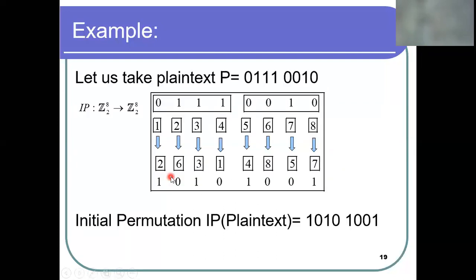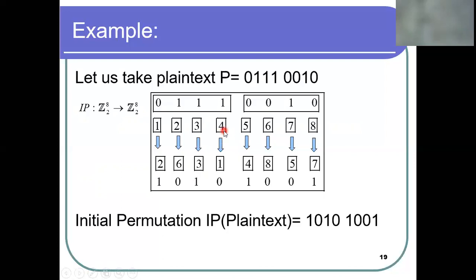Here you can see, the first is mapped on second, meaning this is the second position, this is mapped on first, and second is mapped on six, meaning this is the sixth position, this is mapped on second, and third remains on third. So this is the third bit of our plain text. This is placed at third position.